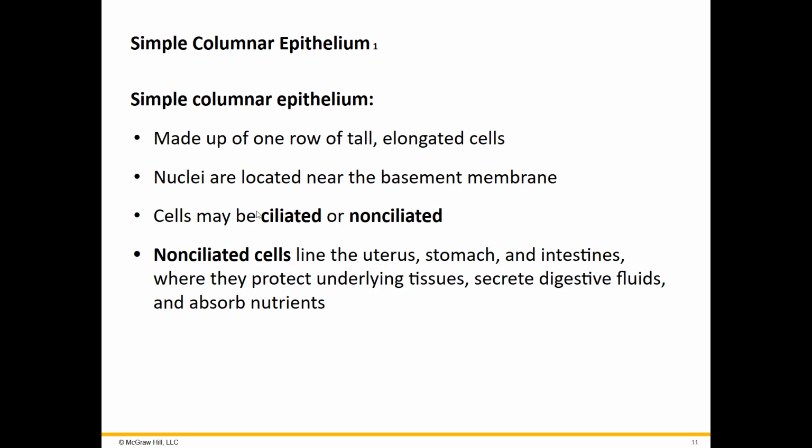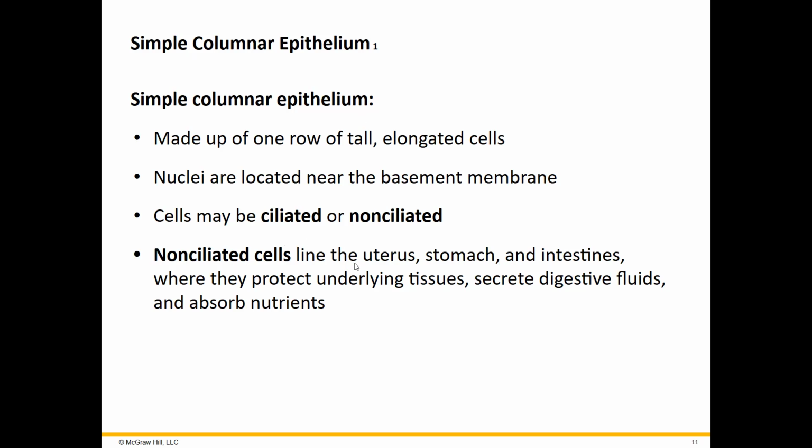They are either ciliated or non-ciliated. Remember, epithelial tissue can have cilia and microvilli. Cilia is the little hairs that push things along. So if it's ciliated, it means it's pushing things along. If it's microvilliated, it means it's absorbing things. There are also versions of simple columnar that are not ciliated.